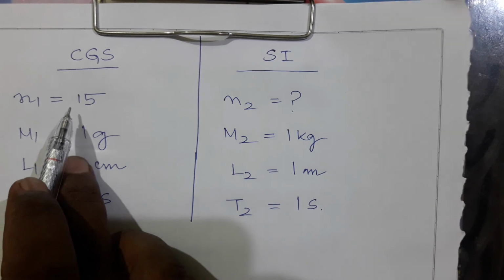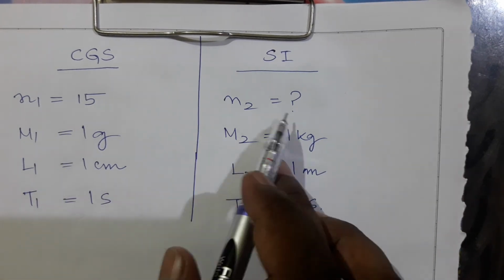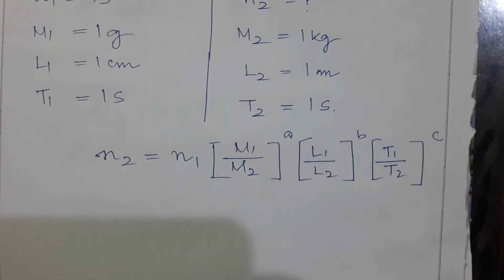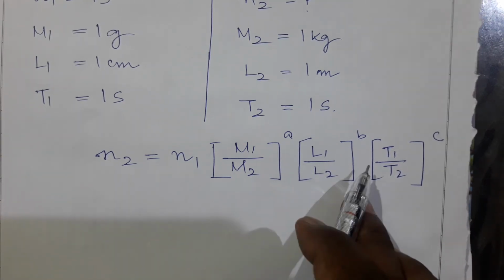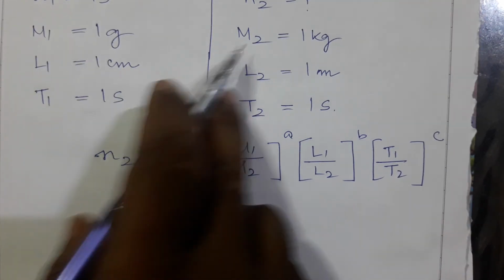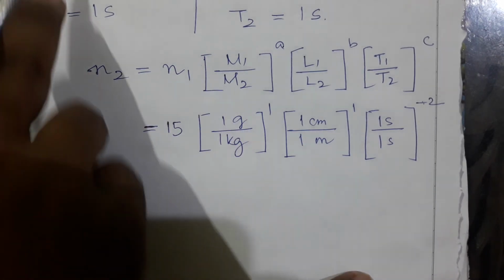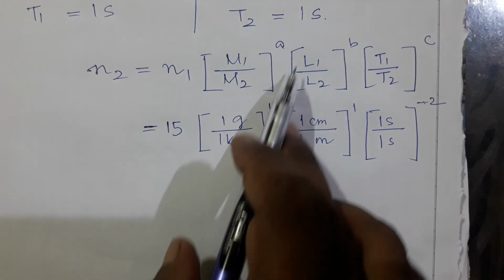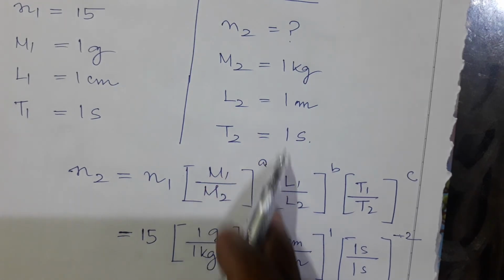Now N1 is 15 and M1, L1, T1 is gram centimeter second. N2 to be calculated, M2, L2, T2 will be kg meter second. Now the formula is N2 equals N1 into this. You have to memorize the formula. Now substitute the values of N1, M1, M2, etc. What is the value of M1? 1 gram. M2 is 1 kg. What is A? A is 1. L1 is 1 centimeter. L2 is 1 meter. And what is the value of B?